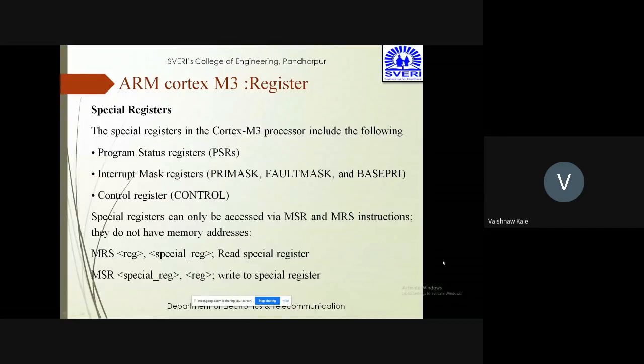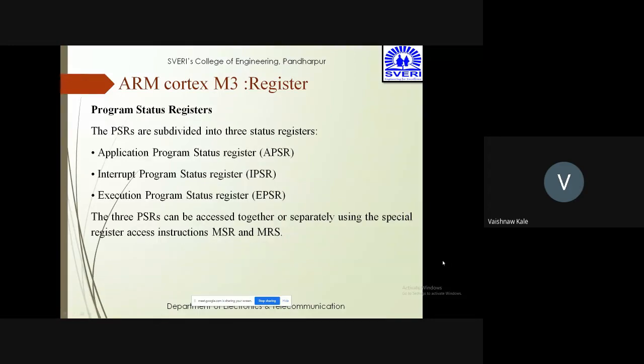By using MSR and MRS instructions, we can read the special registers as well as write the special registers. This is the program status register, which has the application program status register APSR, interrupt program status register IPSR, and execution program status register EPSR. The three PSRs can be accessed together or separately using the special register access instructions MSR and MRS. इनको separately भी use कर सकते हैं या together भी. जैसे ये together हो जाएंगे तो वो बन जाएगा XPSR.